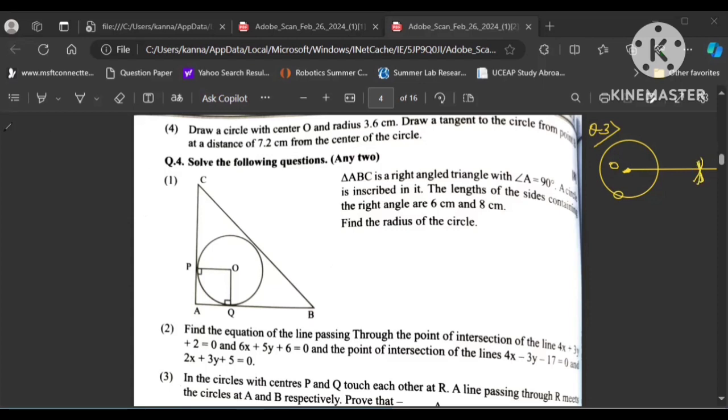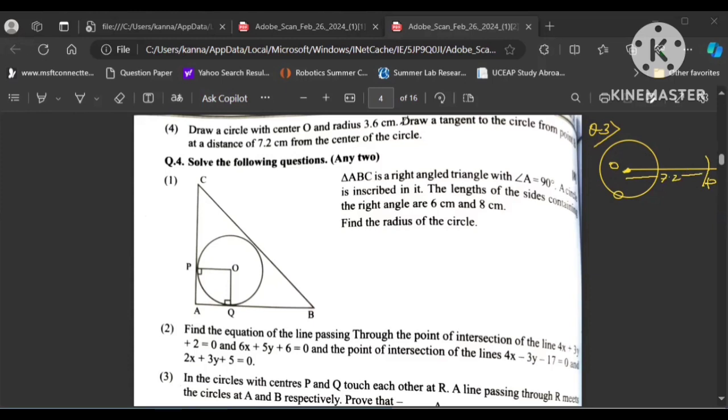I'm so sorry, it should not be like this. Only one arc should be seen. Okay, so that radius, how much? You cut this arc. This is your P. Now this is 7.2. How much is this? 7.2.